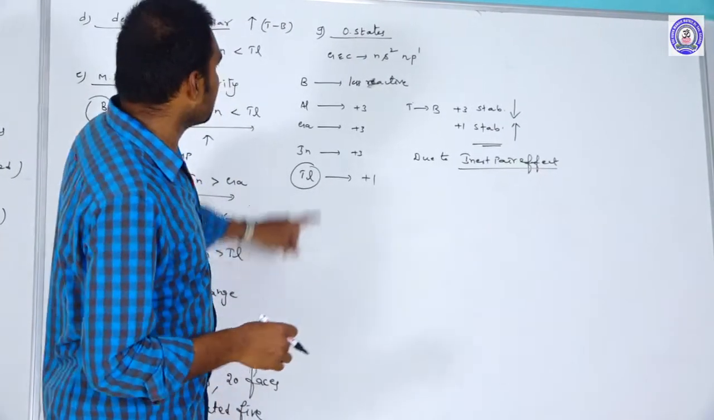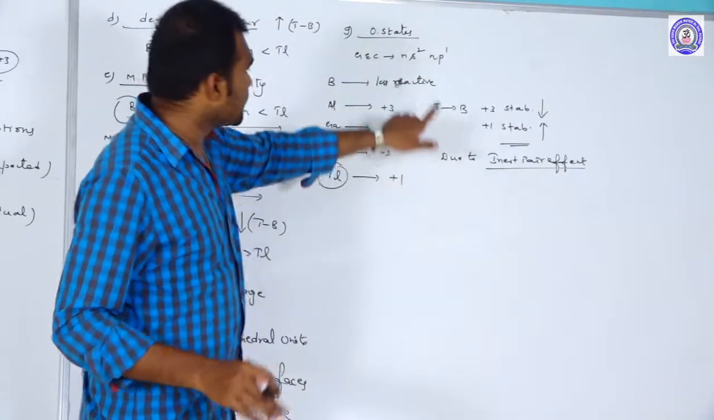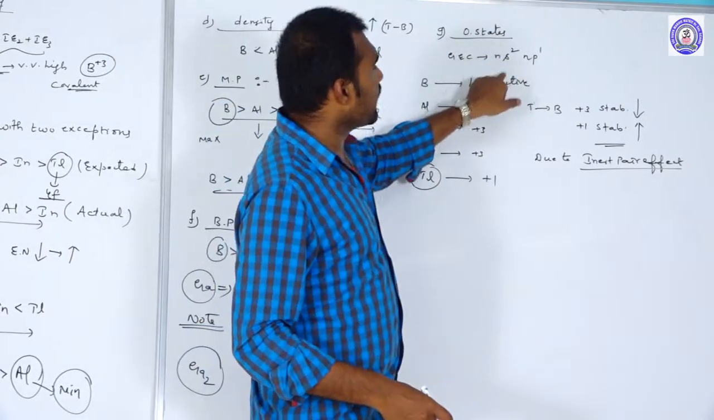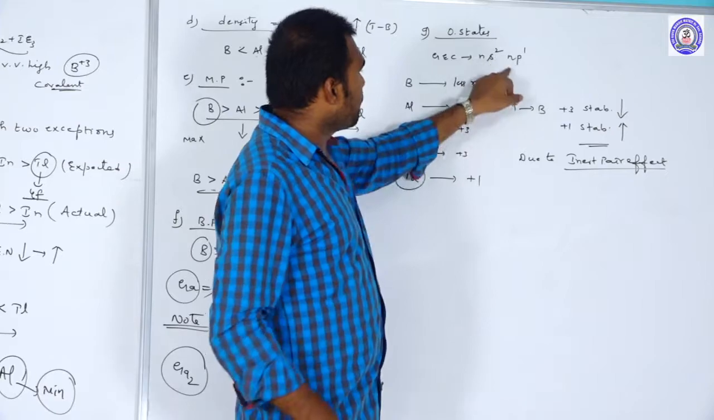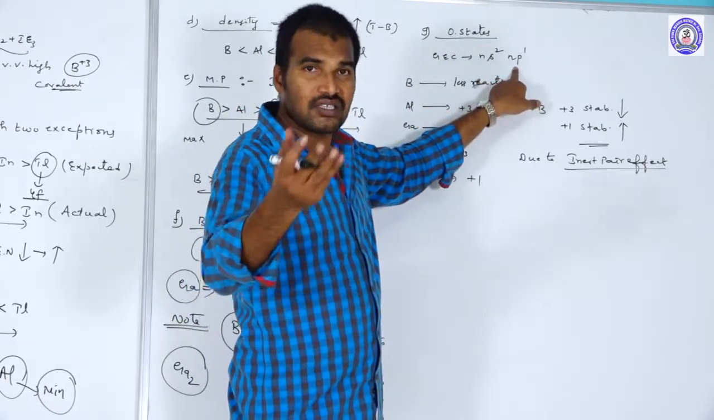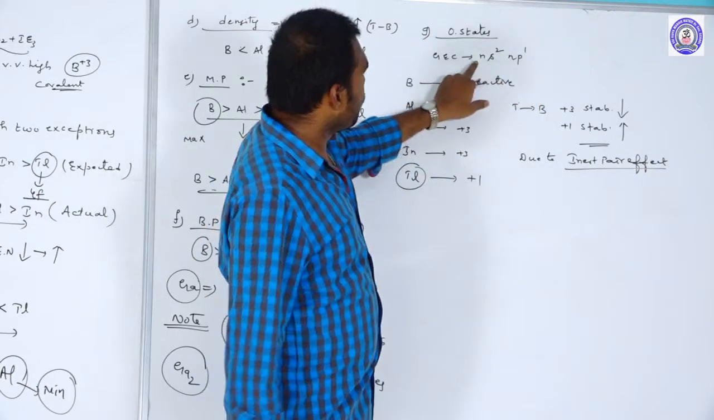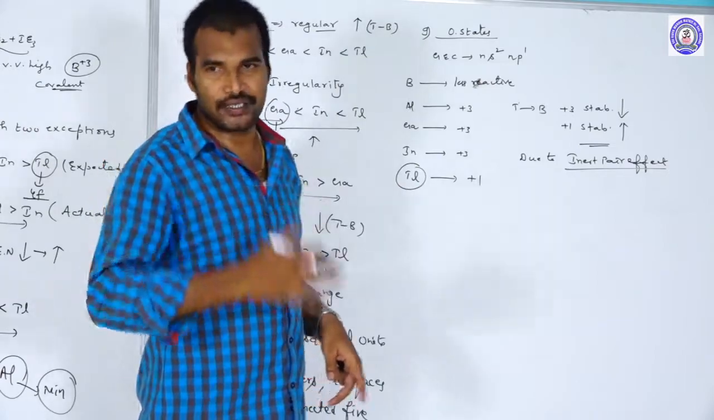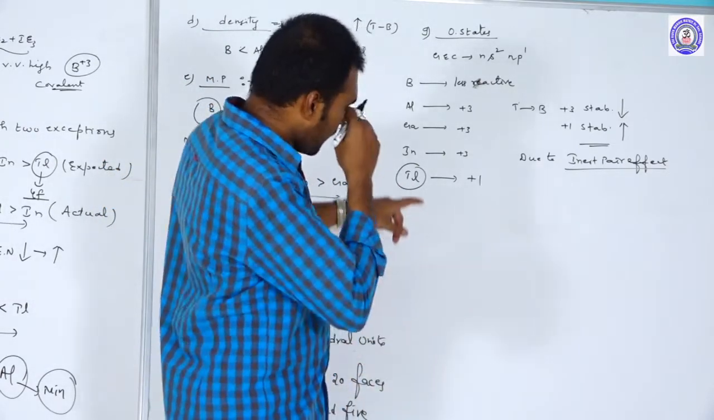Inert pair effect is nothing but, see here, there was a valency s orbital electrons and p orbital electron. In valency s, how many electrons are there? 2 electrons are there. In p, 1 electron is there. Suppose if only 1 p electron is involved, then what is the oxidation state? +1. If both s and p are involved, then what is the oxidation state? +3 oxidation state.